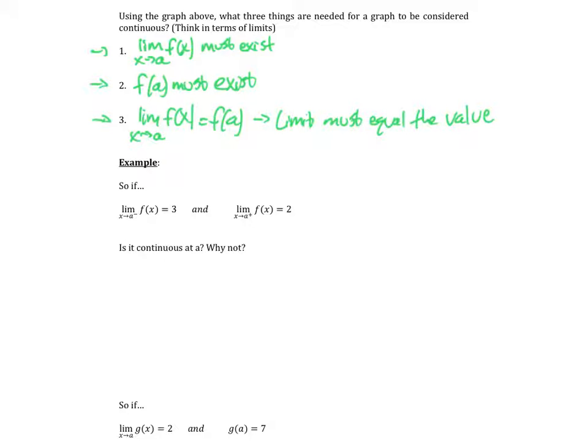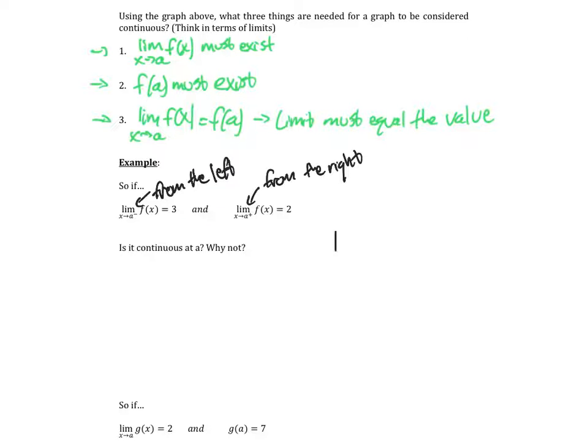Here's what I have. I have the limit as x approaches a from the negative side, so from the left, right? And then the limit as x approaches a from the positive side is from the right. The one from the left equals 3, the one from the right equals 2. Okay, is it continuous at a?